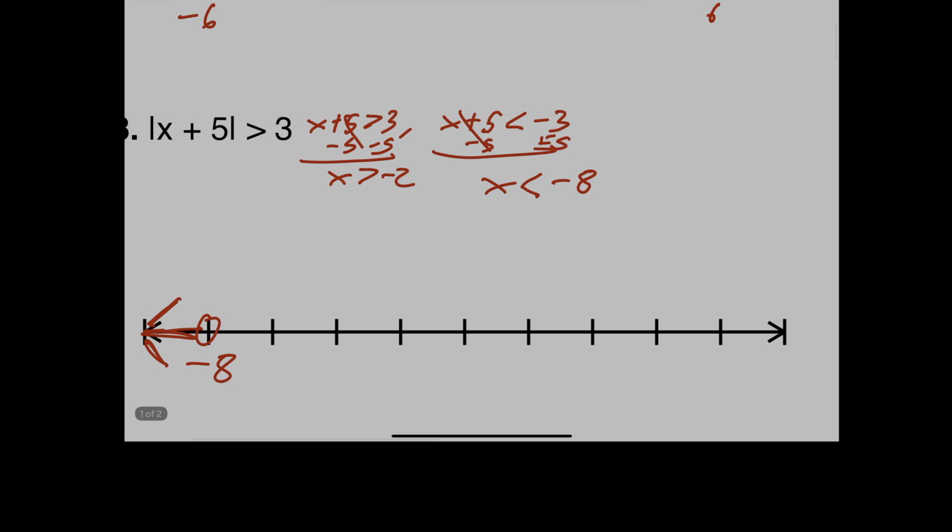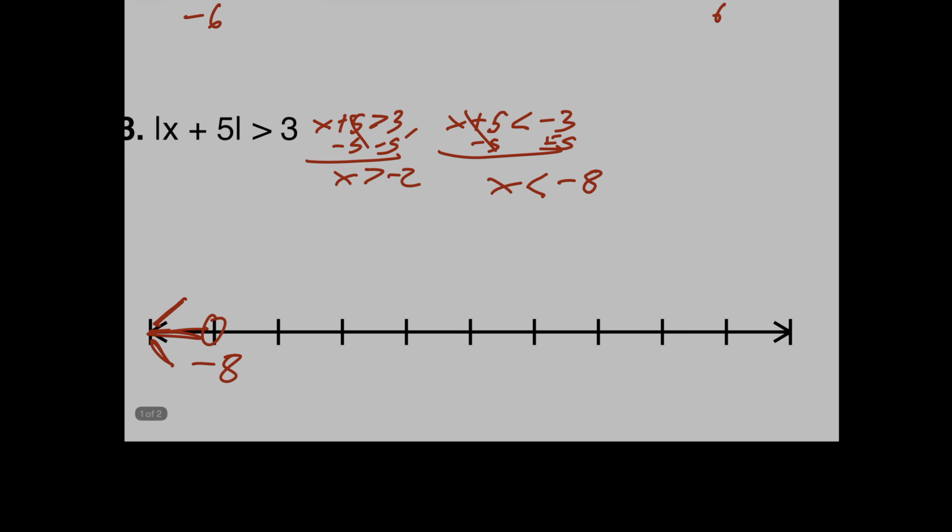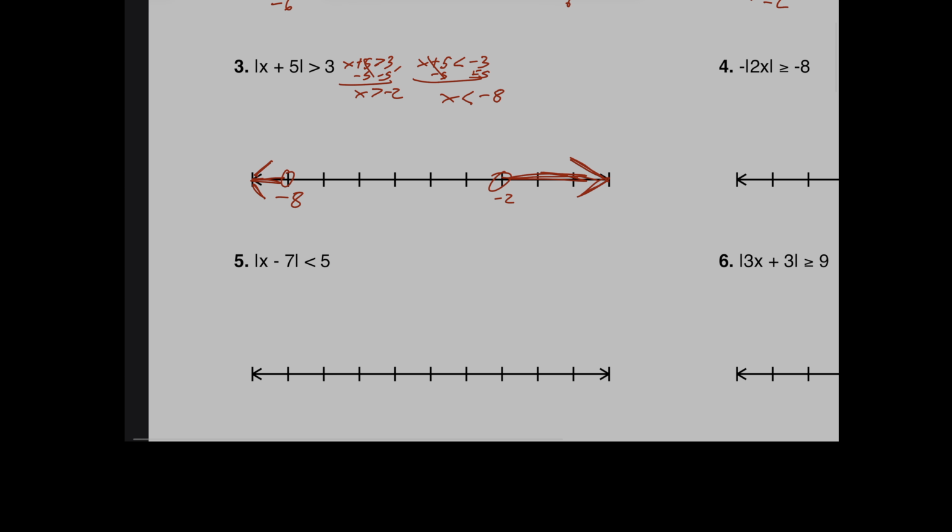And then let's go over here and let's just call this -8, 7, 6, 5, 4, 3. This would be my -2. That also needs a hole, and x's are greater, so it would be the one going that way, and that would be your answer. Okay?